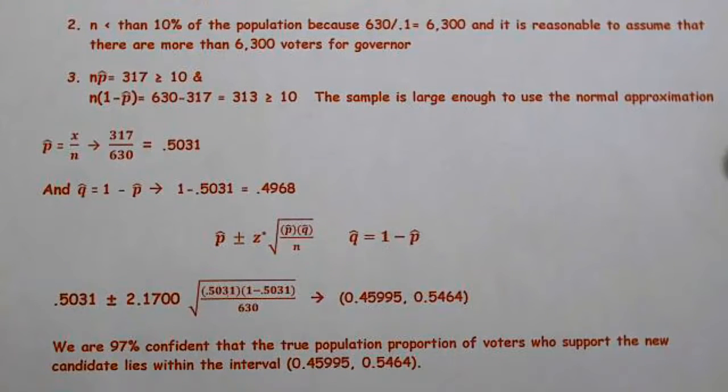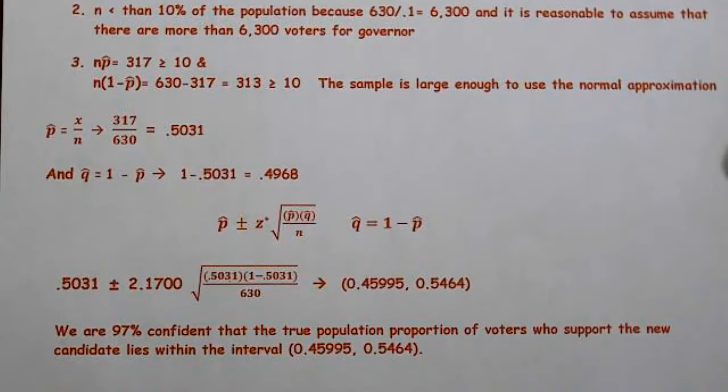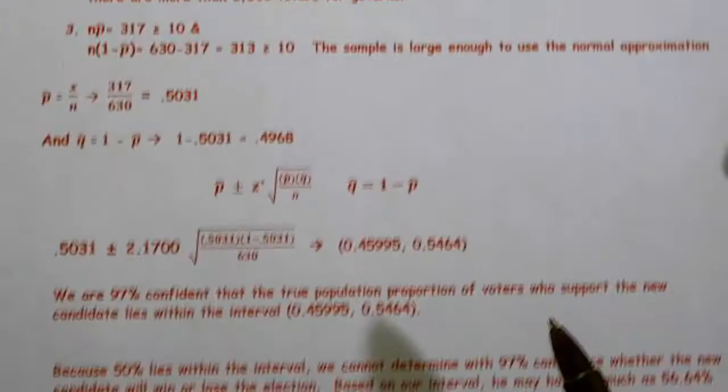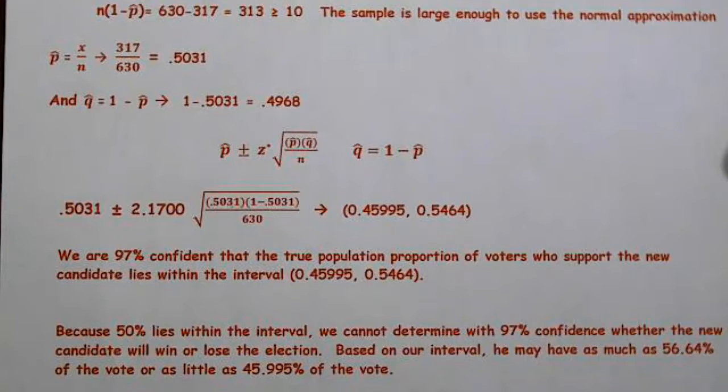So when we look at this, we are 97% confident the true population proportion of voters who support the new candidate lies within this interval. Because 50% lies within the interval, we cannot determine with 97% confidence whether the new candidate will win or lose the election. Based on the interval, he may have as high as, this is a typo, of course, I'm famous for these, as high as 54.64% or as low as 45.995%. So from about 46% to 54.6%.